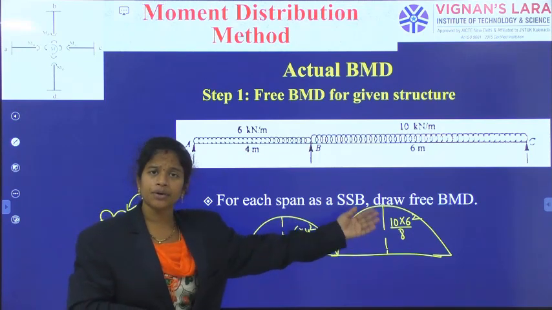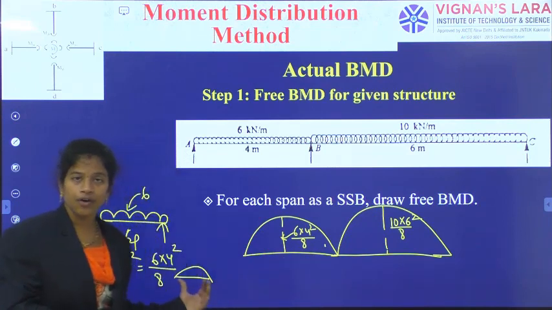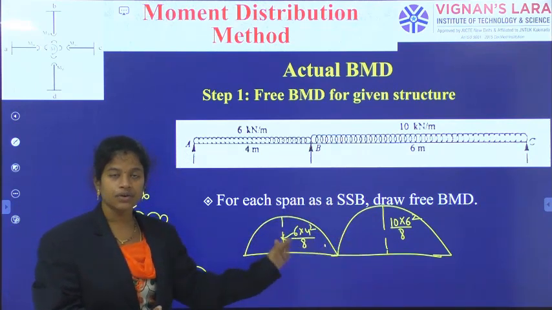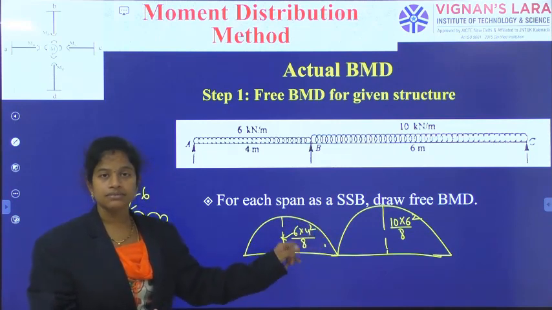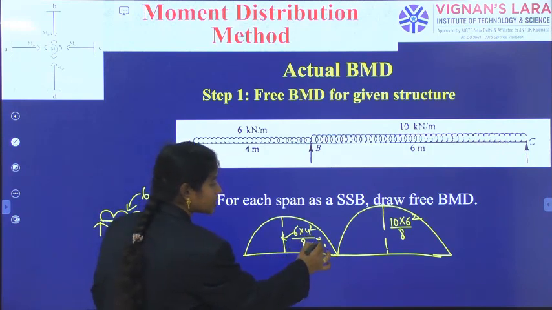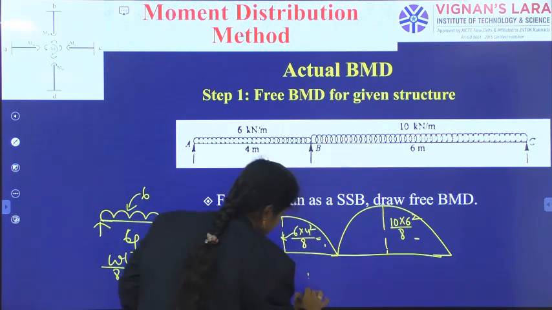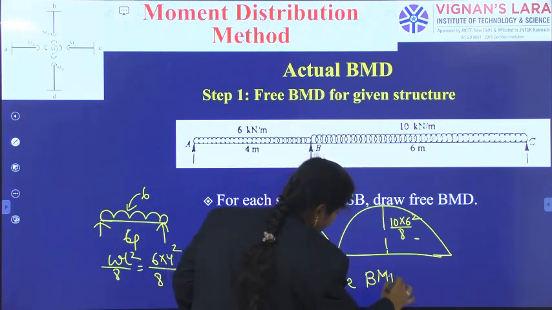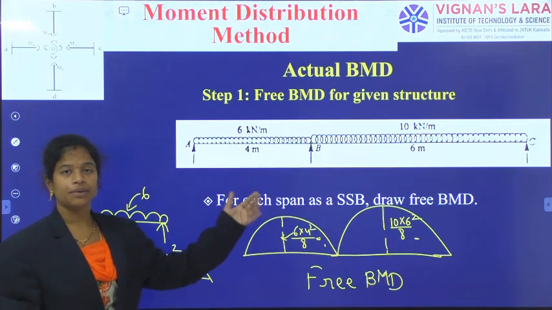Those free bending moment diagrams you can directly write from the known formulas: WL by 4, WL square by 8, WAB by L. In this way, we will write the free bending moment diagrams and maximum moments. So, in this way, we will calculate the corresponding answers and indicate it as the free BMD for the structure. So, this is the free BMD for the structure.